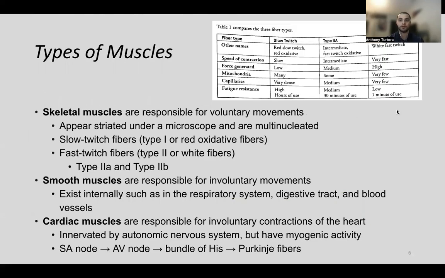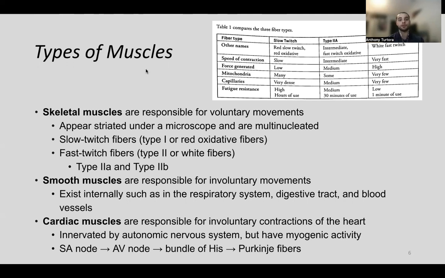So here we have our types of muscles. First we'll go over skeletal muscle. Skeletal muscles are responsible for voluntary movements. They appear striated under a microscope, and they also are multinucleated.